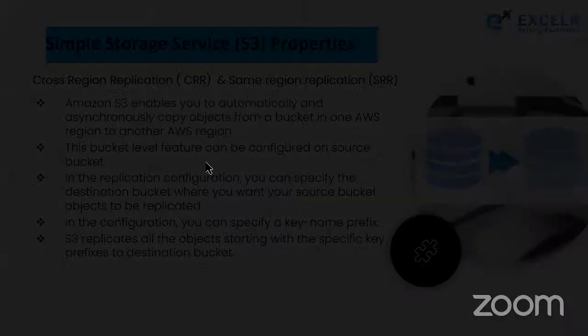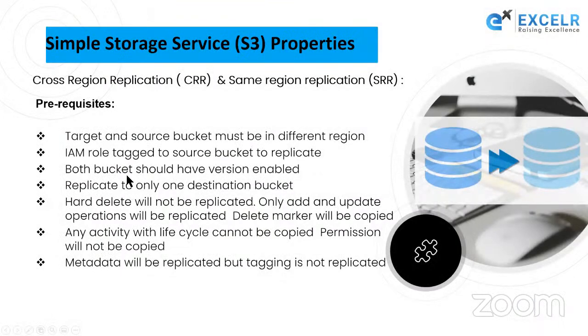One more thing I want to show you. There are certain prerequisites which need to be taken care of. For CRR, the target and the source bucket should be in different regions. There has to be a role which will enable you to replicate the source bucket. That is very much needed. And if you don't know how to create it, AWS will create it for you and you can use it. It can be replicated to one destination bucket.